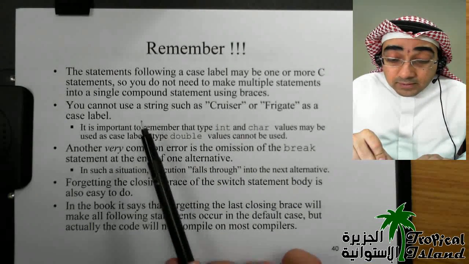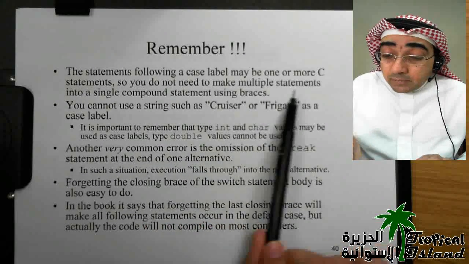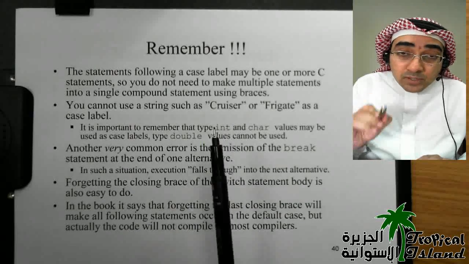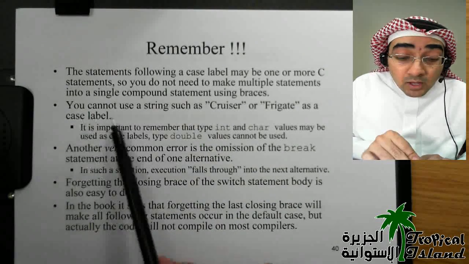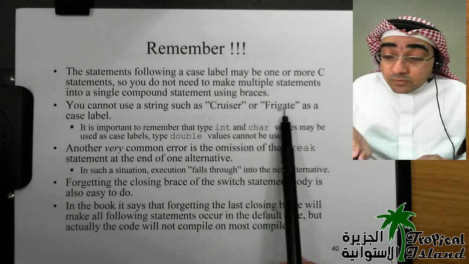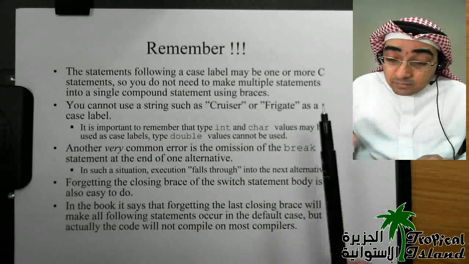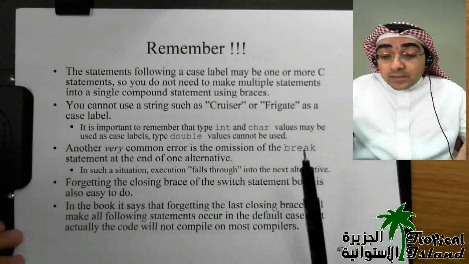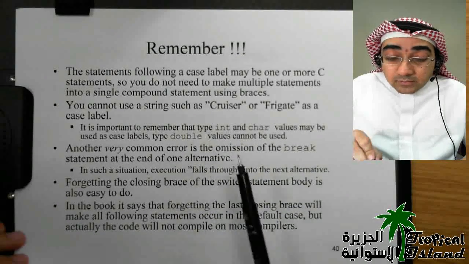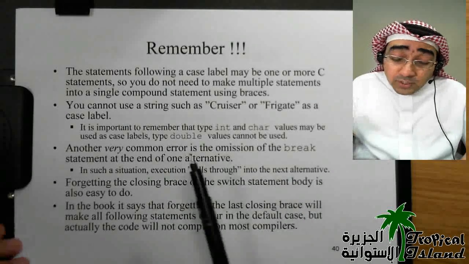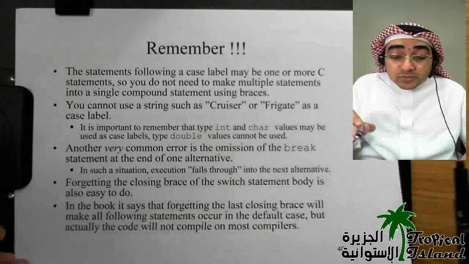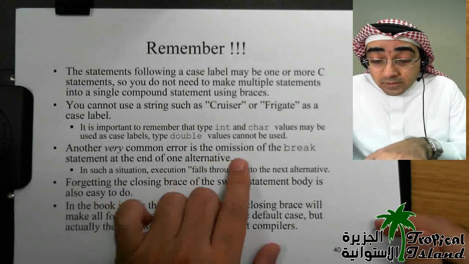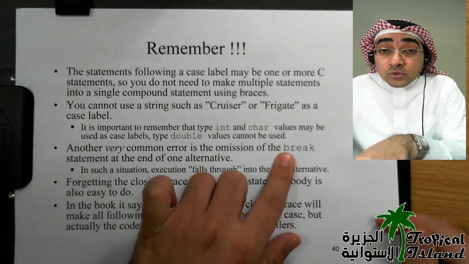Okay, so you do not need to make multiple statements into a single compound statement using braces. You don't have to put braces or do anything. You cannot use a string such as cruise or frigate as a case label. Okay, so it has to be a type of variable, either an integer or a character. So don't use a double. You can use a double, the compiler is not going to stop you, but it's very difficult to enumerate all the double values.